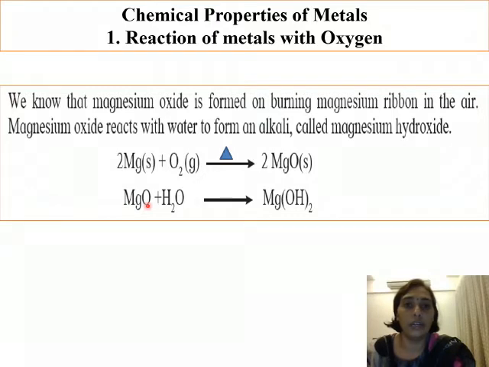This magnesium oxide is soluble in water, and it gives rise to magnesium hydroxide. So magnesium oxide reacts with water to form an alkali called magnesium hydroxide. Magnesium belongs to alkaline earth metals, that is group number 2. These are also soluble in water, not very highly, but to a considerable extent. So magnesium hydroxide is formed. With this we come to the end of reaction of metals with oxygen. We now move on to the next chemical property of metals.